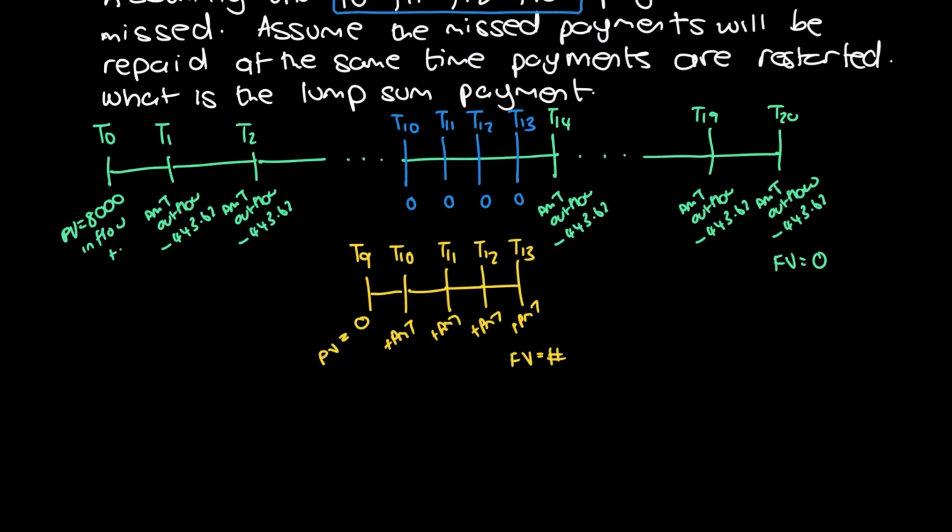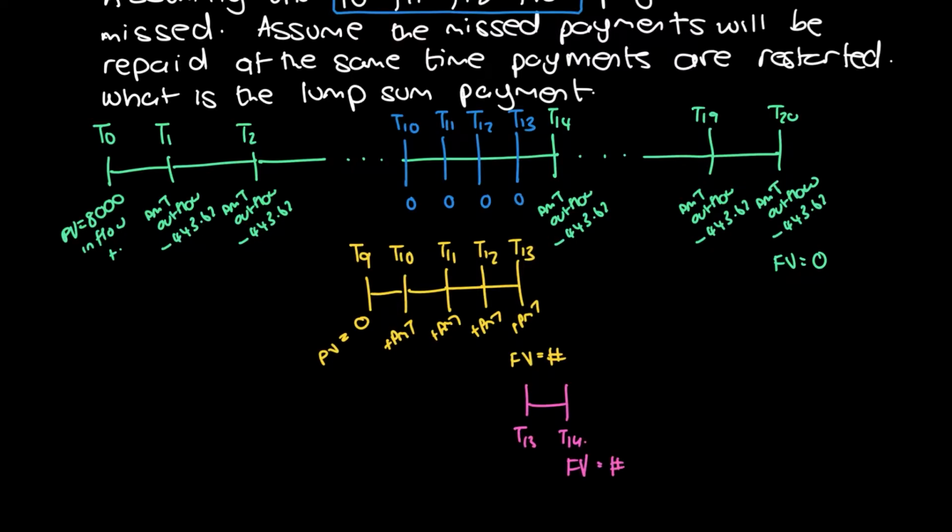And then we are going to need to take the future value of that annuity and add 1 month's interest onto it. So from T13 to T14, we need to figure out how much we are going to owe then at T14, so that we can make that lump sum payment.